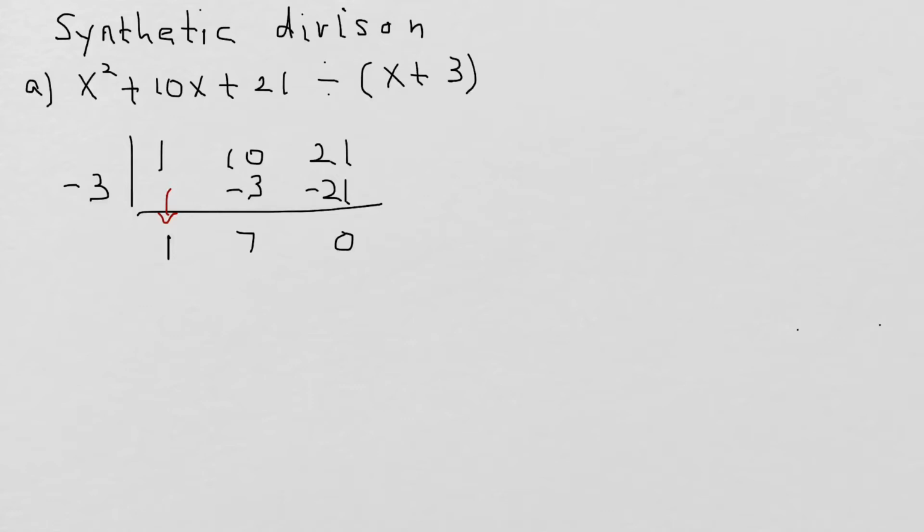What does that mean? This means when you're dividing x squared plus 10x plus 21 by x plus 3, you're going to get 1x plus 7 with a remainder of 0.